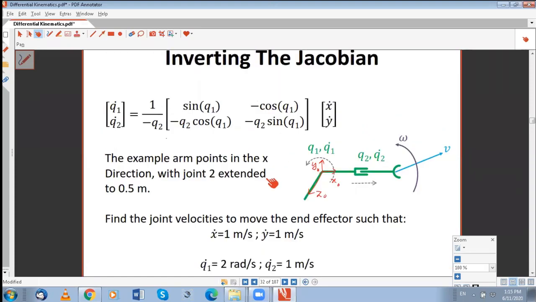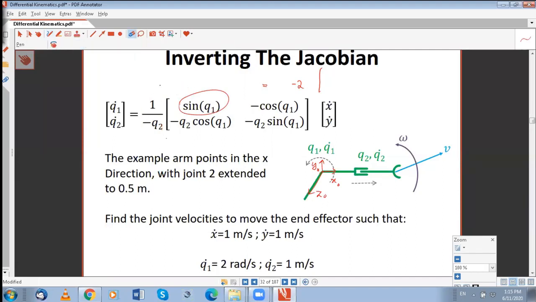Jacobian की value क्या, 0.5. यहाँ से शुरू करते हैं. -1/0.5 से आ जाएगा -2. और 1/-0.5 से आ जाएगा -2. अच्छा, ये क्या होगा?